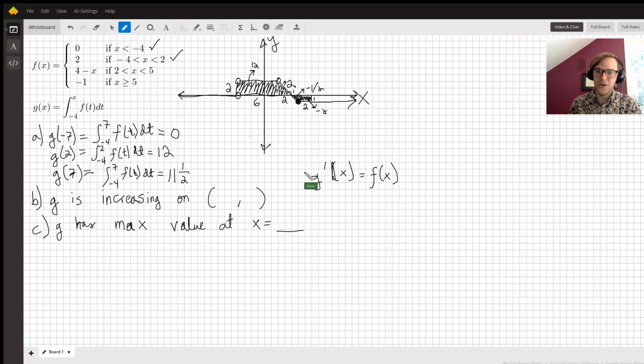So now we've got to look at the graph, because this is literally the graph of the derivative. We want to see where the function is increasing based on where the derivative is positive. Over here, we can see that the derivative is positive, right? So the function is increasing over here. This is from -4 to 4.